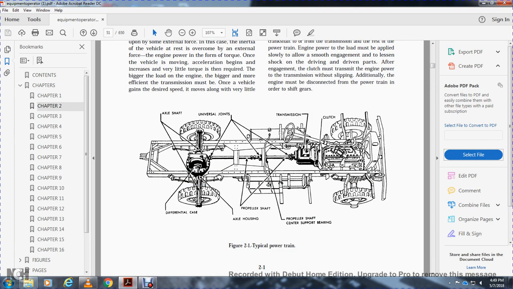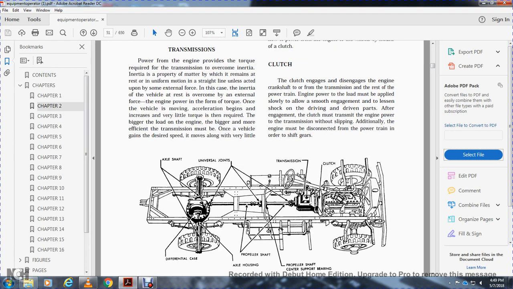Figure 2.1 shows a typical powertrain: axle shaft, differential case, universal joints, axle housing, propeller shaft, the universal joint, transmission, propeller shaft, center support bearing, and the clutch.